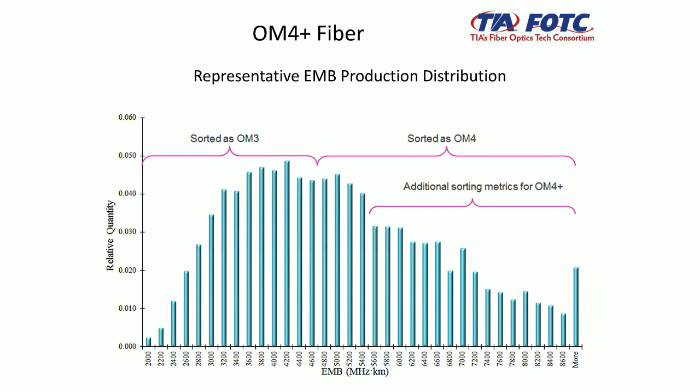So these, I'll call these additional sorting metrics for OM4. So we have, as a result of this production, we have OM3, we have OM4, and then with these additional chromatic dispersion compensating sorting metrics, we have OM4+. And so you can basically do the same with OM5. You can have an OM5+.